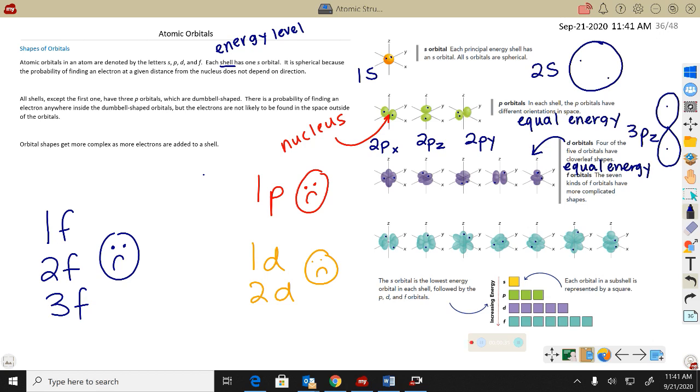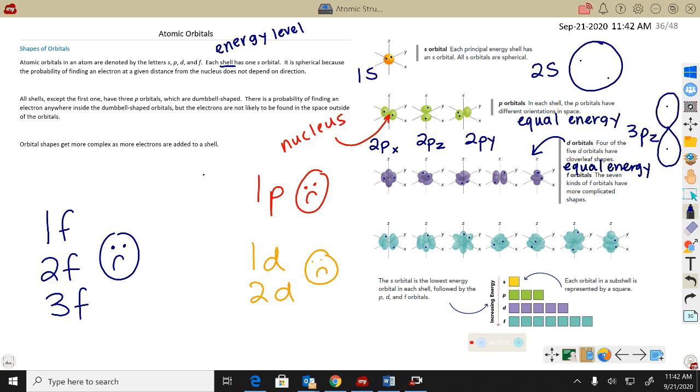And so the first energy level is a small energy level right next to the nucleus, and it only has one orbital, just this one s. And so the 1 stands for the first energy level, and the s stands for spherical. It's a spherical region. It's like a three-dimensional bubble around the nucleus where you could find up to 2 electrons. Every energy level has an s orbital. It's just that they get a little bigger.